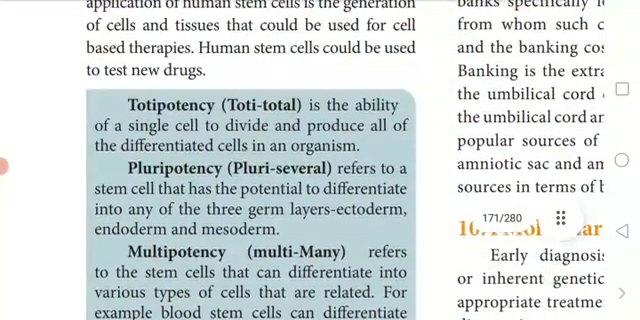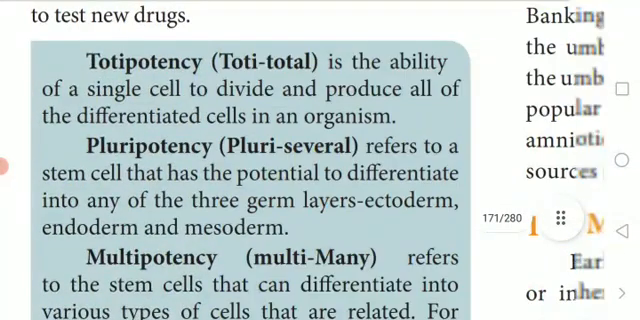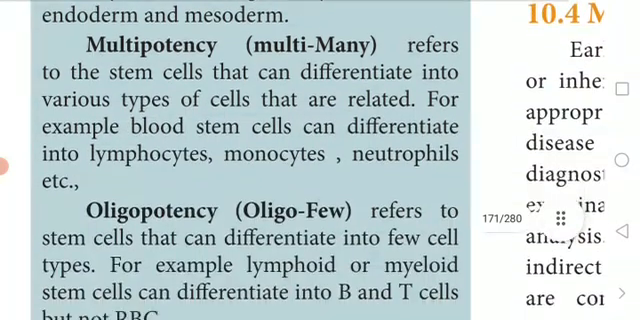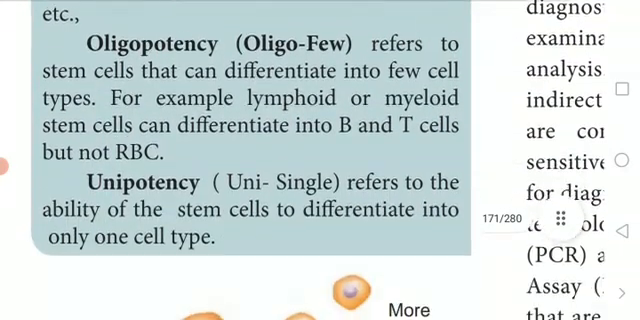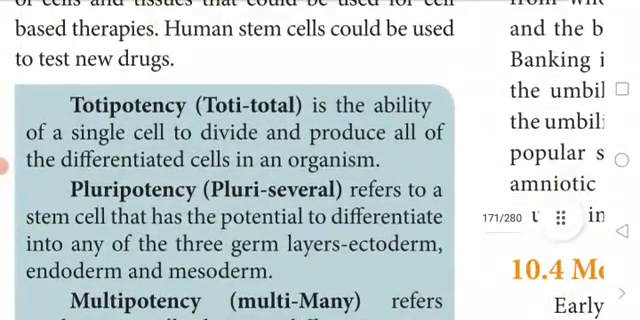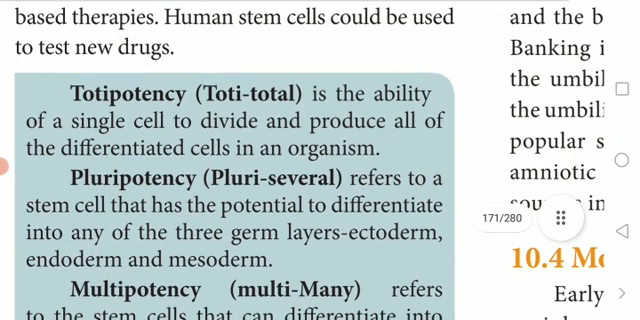Cord blood banking is the extraction of stem cells from the umbilical cord during childbirth. While the umbilical cord and cord blood are the most popular sources of stem cells, the placenta, amniotic sac, and amniotic fluid are also rich sources in terms of both quantity and quality.